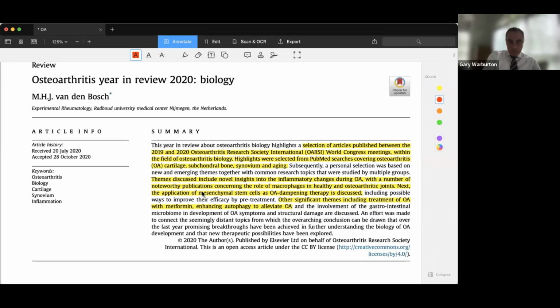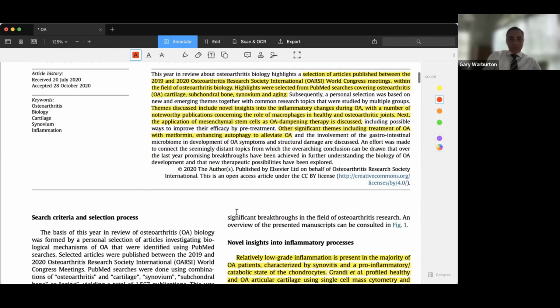For example, they looked at novel insights into the inflammatory changes. There are several noteworthy publications emerging on the role of macrophages in healthy and osteoarthritic joints, the application of mesenchymal stem cell treatments, and other significant treatments. This is interesting: the role of metformin, the anti-diabetic medication, which is being shown to enhance autophagy, the clearing out of damaged or dead cells, to alleviate osteoarthritis.